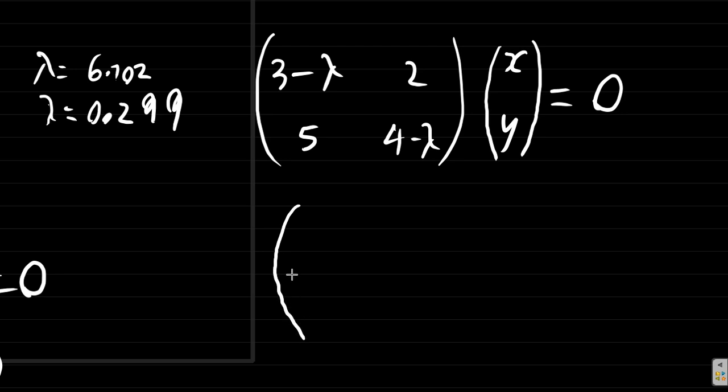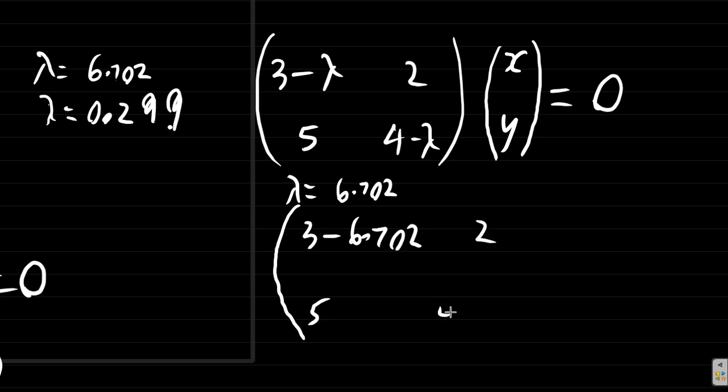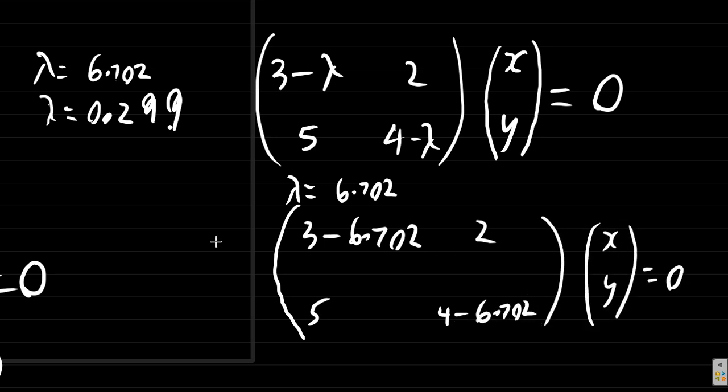So 3 minus lambda. So here we use one of the lambdas. Lambda equals 6.702. Suppose we use that lambda. We'd have 3 minus 6.702, 2, 5, 4 minus 6.702, times x, y equals 0. Alright?